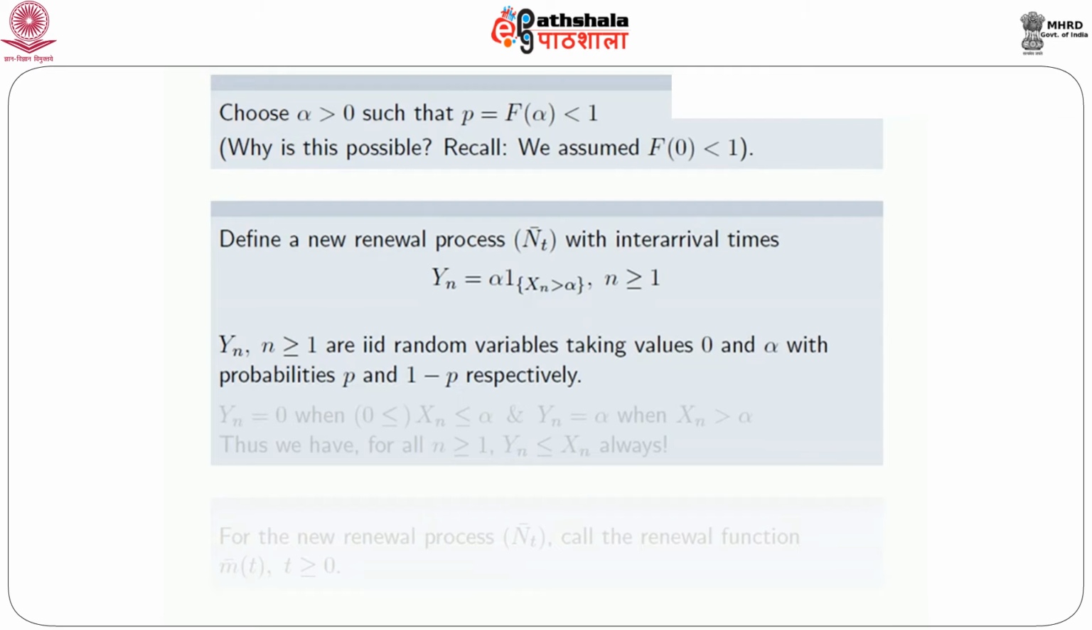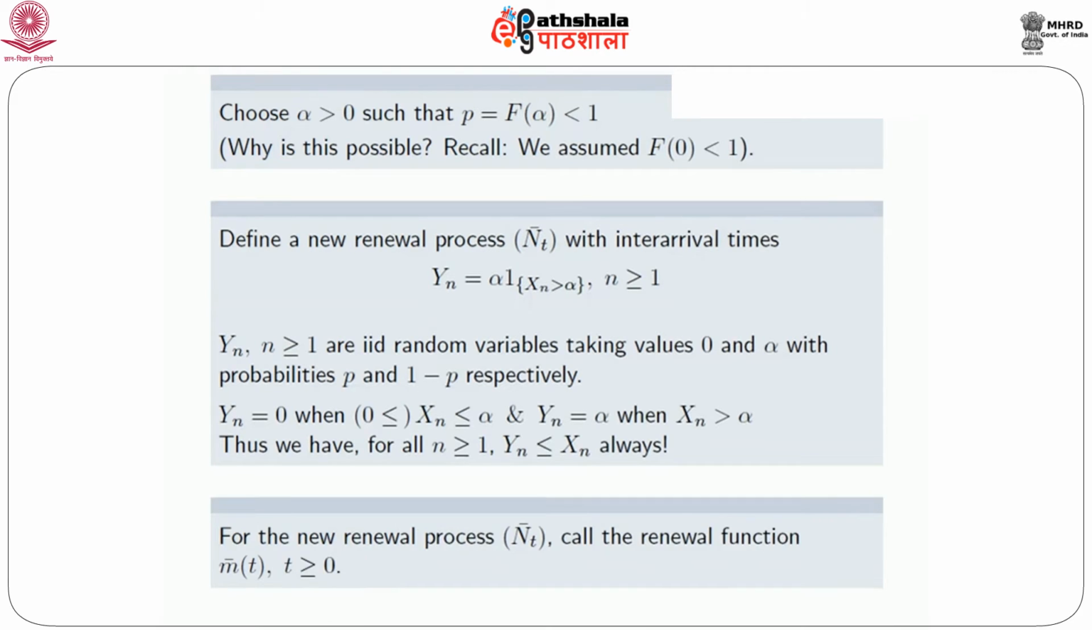So yn takes the value 0 with probability p, because p is the probability that xn is less than or equal to alpha, and it takes the value alpha with probability 1 minus p. So the new renewal process that we are going to construct, n hat t, has interarrival times which take only two possible values, alpha or 0, with probabilities 1 minus p and p, where p is positive. And moreover, yn is by definition less than or equal to xn.